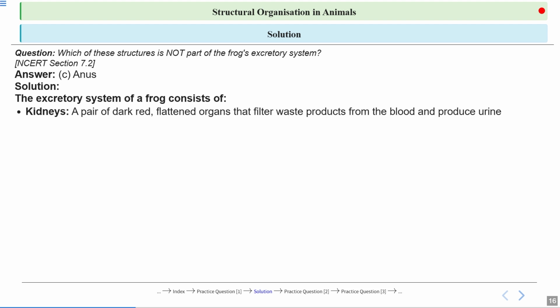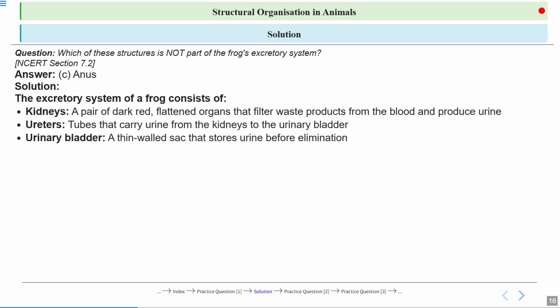So here we can see the kidney, a pair of dark red flattened organs that filter waste products from the blood and produce urine, right? This is the description of the kidney. Ureter, tubes that carry urine from the kidney to the urinary bladder. This is the tube-like structure that comes out from the kidney and joins the urinary bladder. And urinary bladder, a thin walled sac that stores the urine before elimination.